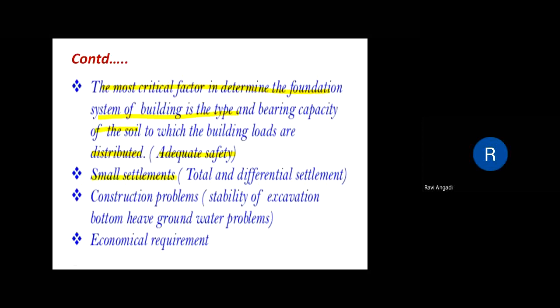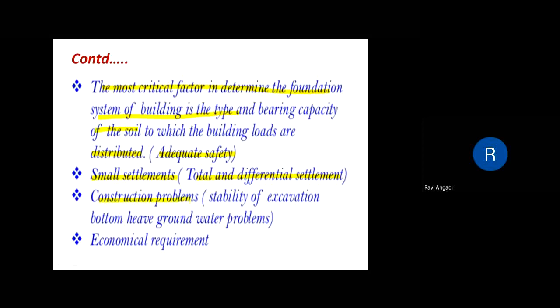And as I discussed, there should be small settlement. That is also one requirement for the foundation. The settlement should be very, very minimal, both the total as well as the differential settlement. Together, the settlements should be very minimal. That needs to be checked.